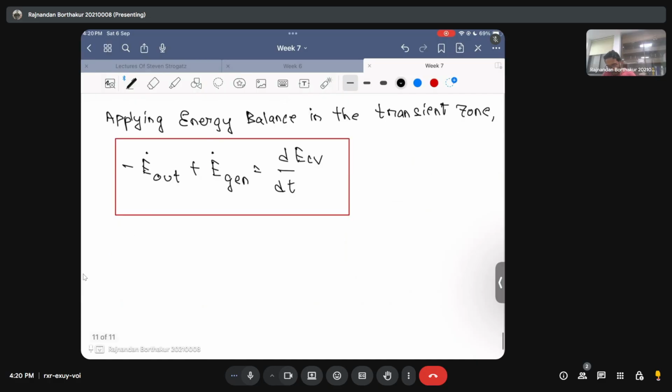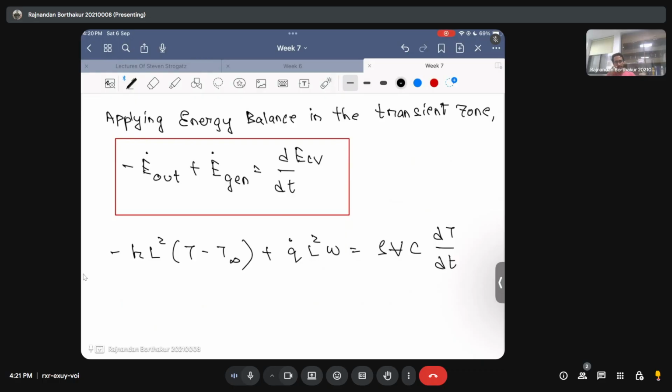All right, now let's write the values. So E dot out is h times the surface area. I'll write the surface area as L squared because we already know it. And then this is T minus T infinity. Plus E dot gen is q dot times L squared times W. And this is rho V, the volume, times C times dT/dt. This is the ODE we get by applying the energy balance in the transient state.